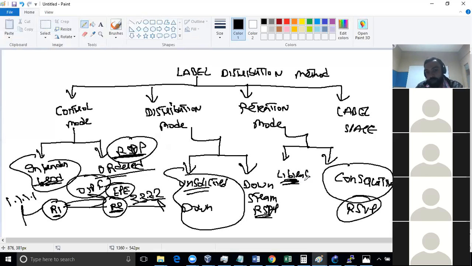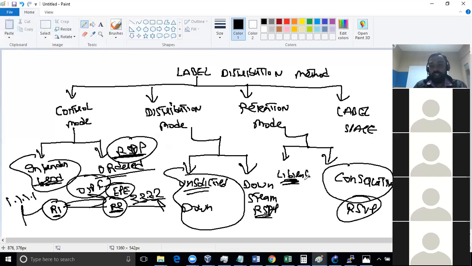Liberal means, suppose I have two paths to one destination, one is my primary, the other is my backup. I'm going to retain the information of my backup path as well. What about conservative? I'm only going to store the information from the best path.